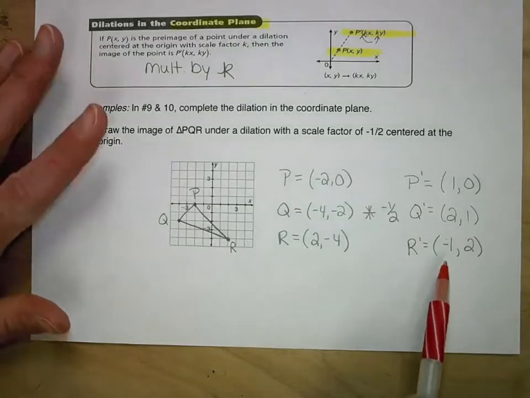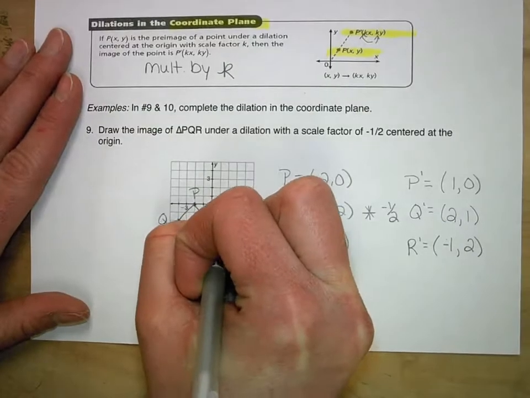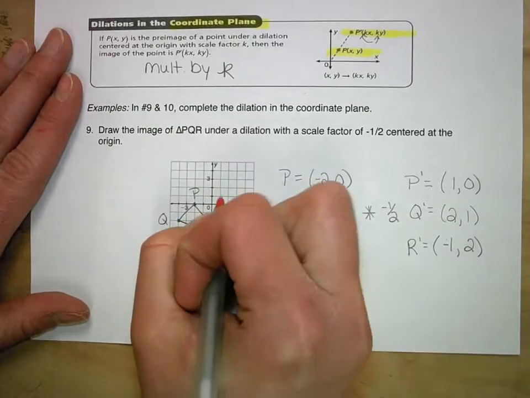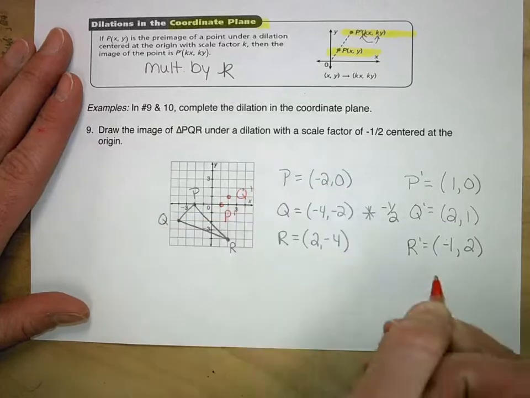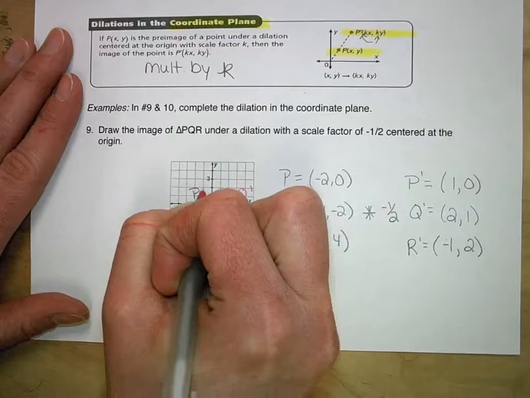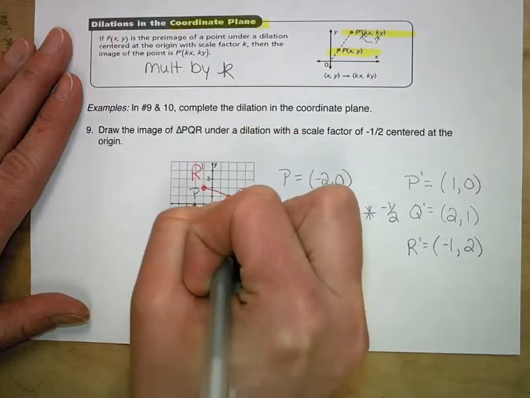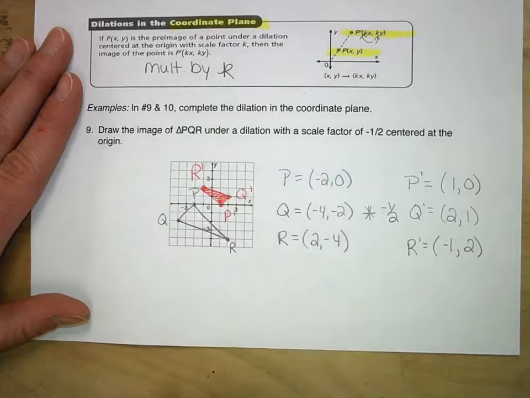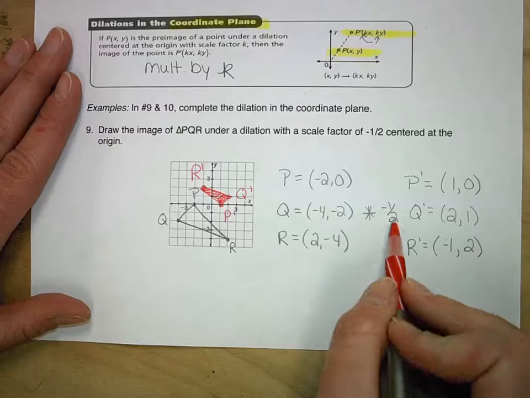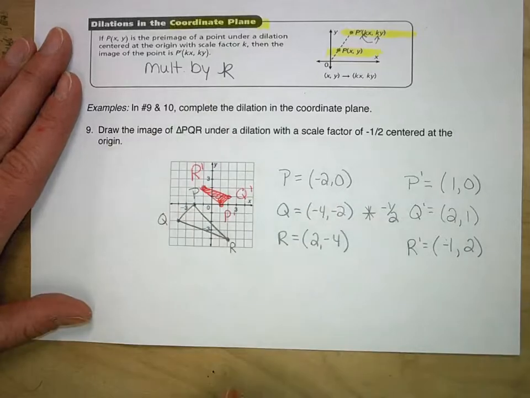Once you have your points here, then all you have to do is graph them. So you just basically go 1, 0, which would be right here. Then we go 2, 1. And then negative 1, 2. And so, if you notice, our figure got half as big, but it also got turned or flipped upside down.